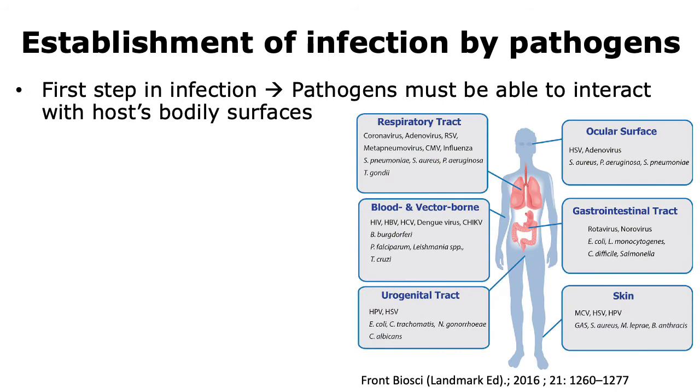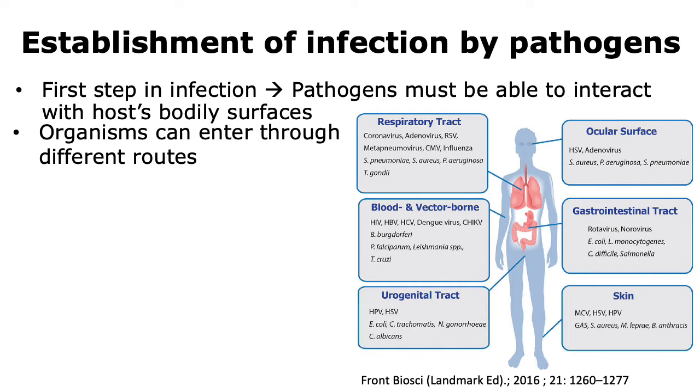Pathogens cause infections, and the first step in the infection process is the ability of the pathogen to interact with the host's bodily surfaces. Now, pathogens can enter through many different routes. So I would recommend that you pause this video here and start writing down the many different routes through which a pathogen can enter into the host, like you. Once you're done with your list, play this video and let us see how many you got correct.